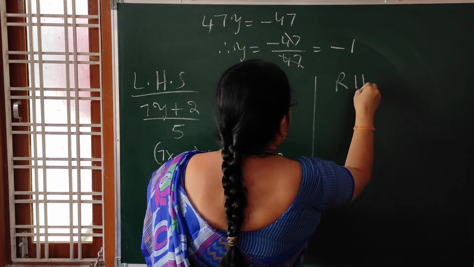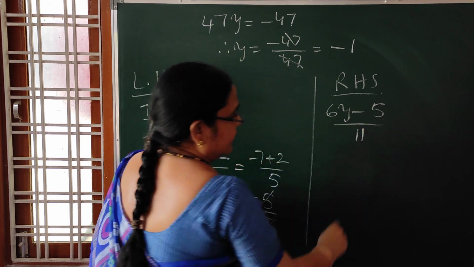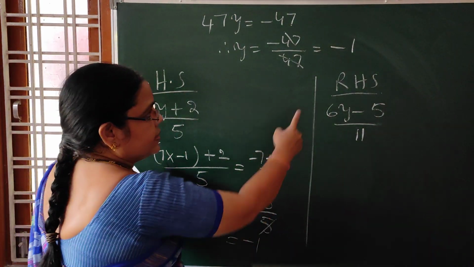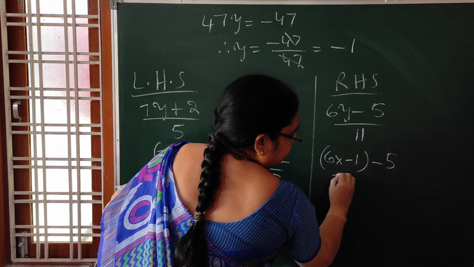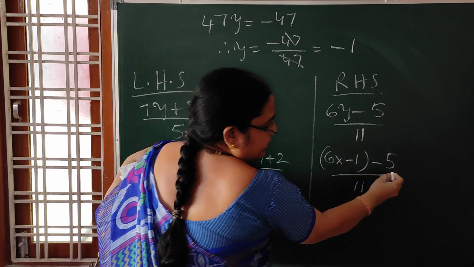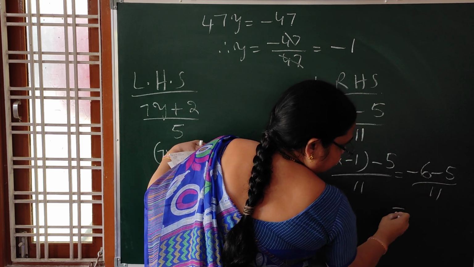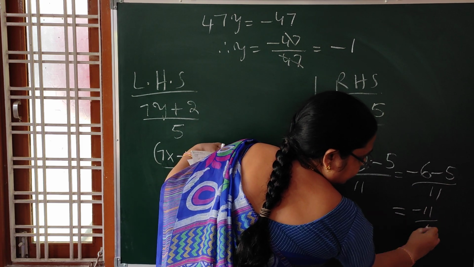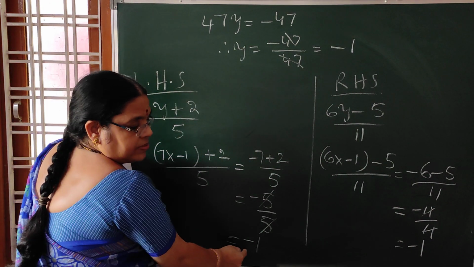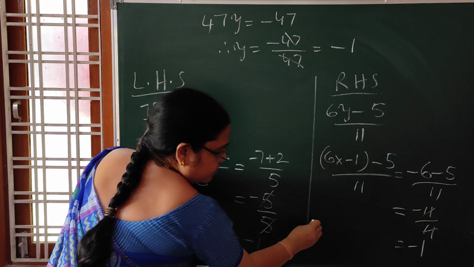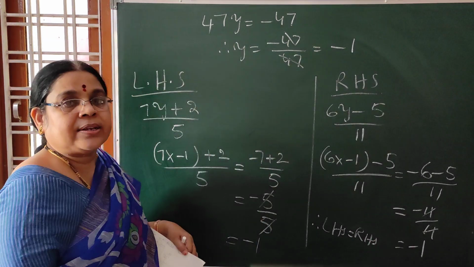Now RHS, what is given? (6y - 5)/11. y is equal to minus 1. So (6 into minus 1 - 5)/11. 6 into minus 1 is minus 6, minus 5, by 11. Minus 6 minus 5 is minus 11. So this is equal to minus 1. LHS you got minus 1, RHS also you got minus 1. Therefore LHS is equal to RHS. Hence it is verified.